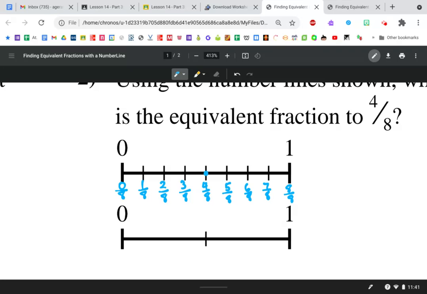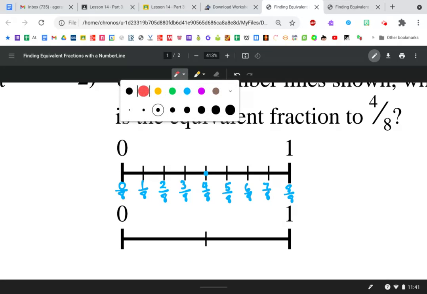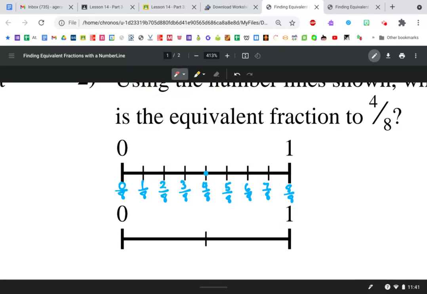So let's switch over now and let's label the second number line. The first thing we have to do, of course, is count the number of pieces. So we'll start at 0 again, and let's count. 1, 2. All right, so we are looking at halves here. So that's quick and simple. Let's do that. So we have 0 halves. We have 1 half. We have 2 halves, which equals a whole. All right, step 1 is done. Both number lines are labeled.